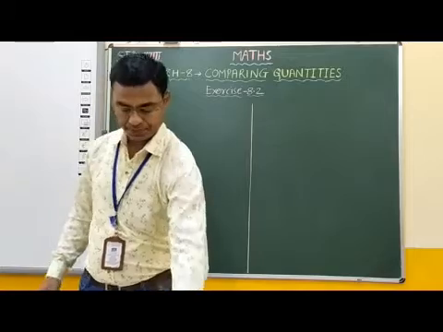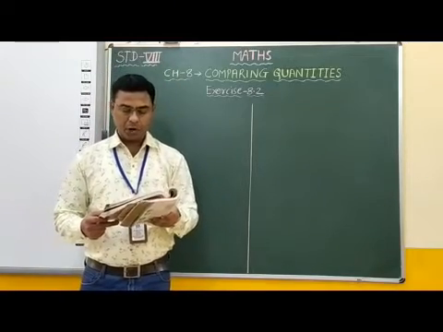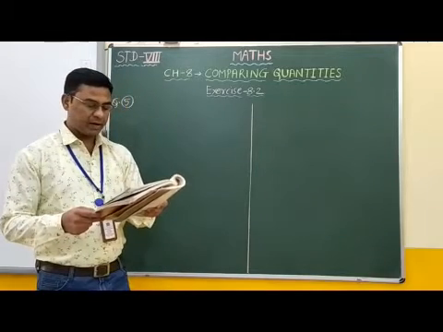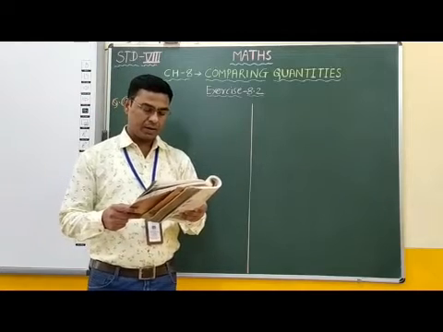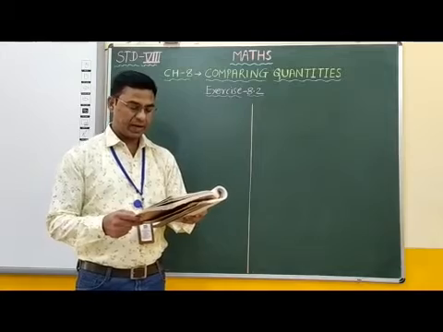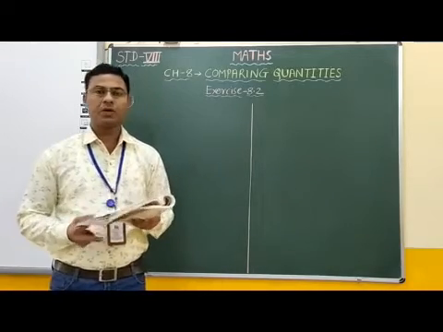Now the question is, a VCR and TV were bought for rupees 8,000 each. The shopkeeper made a loss of 4% on the VCR and a profit of 8% on the TV. Find the gain or loss percent on the whole transaction.